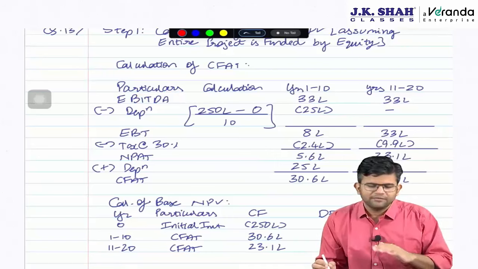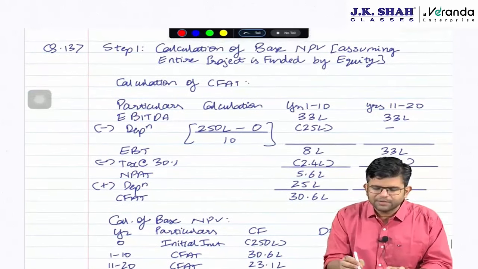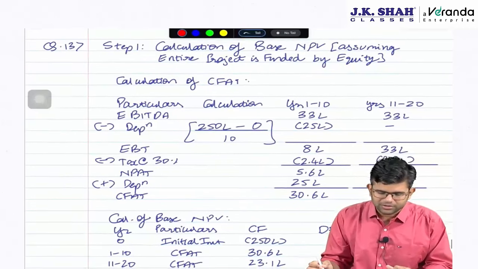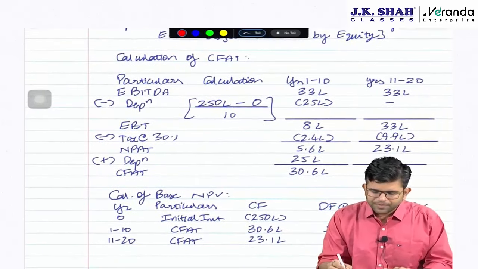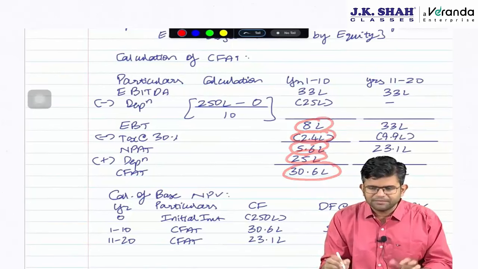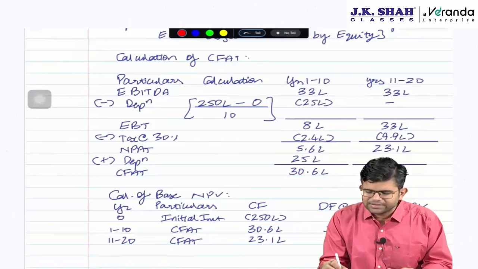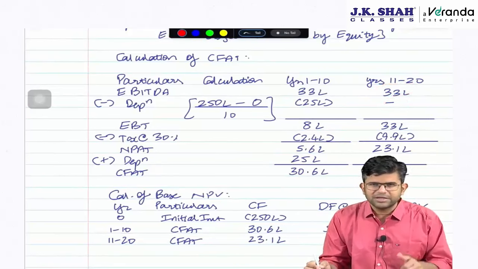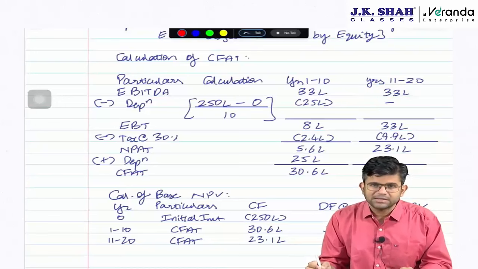Students, as I said, we are solving it as if the project is funded by equity. That's the whole point of adjusted present value concept. Okay. So EBT minus tax, NPAT plus depreciation, CFAT. Simple. And when you see 11 to 20, same 33 lakh I have taken, but I have ignored depreciation here because the machine is only for 10 years. So for the next 10 years this depreciation won't come.